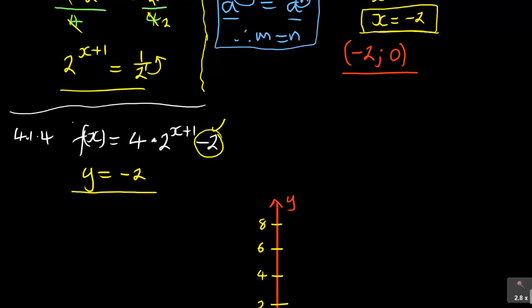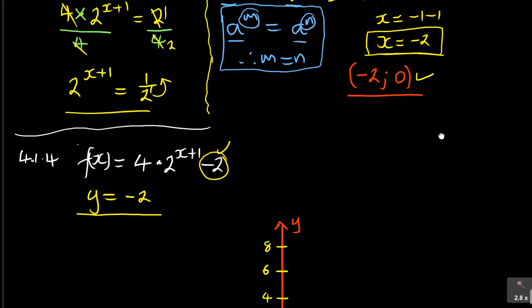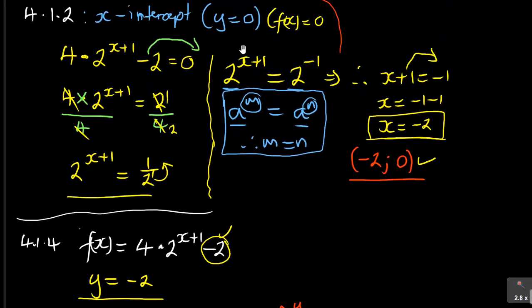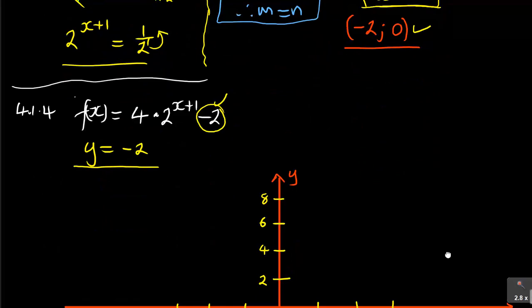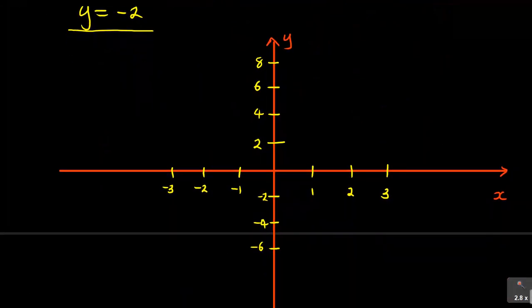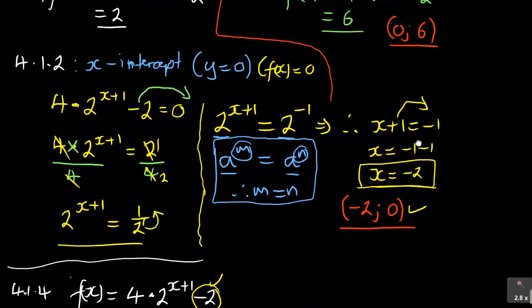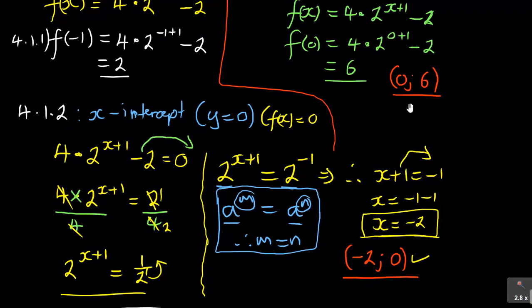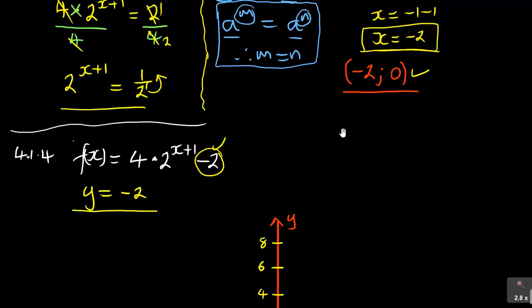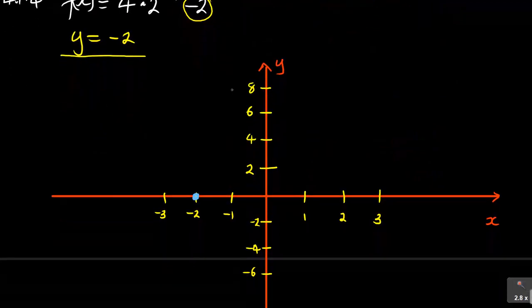The first thing is the x-intercept, so I'm going to start with that. If you remember, it was question 4.1.2. They said x-intercept, and I have that coordinate, which is minus 2, 0. When I mark that point, when x is equal to minus 2, y is equal to 0, I have a point there. Then the other point is the y-intercept, which is when x is 0, y is 6. So I can put it in my graph there.